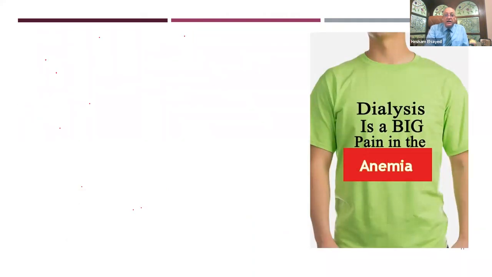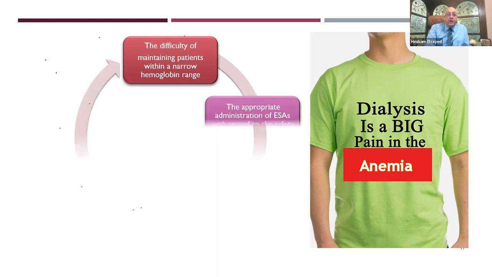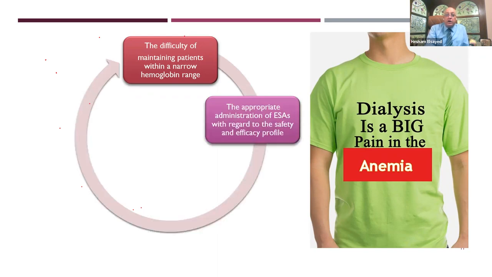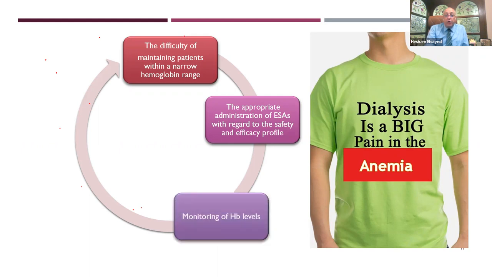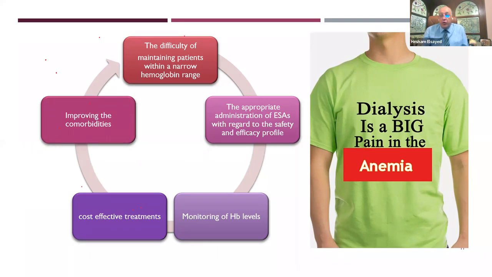Whenever a patient starts dialysis anemic, it is a very painful dialysis because the patient will not tolerate severe anemia. There is difficulty maintaining patients within a narrow hemoglobin range, and the variation of hemoglobin has a worse outcome. We need appropriate administration of ESA with regard to its safety and efficacy profile, frequent monitoring of hemoglobin, cost effectiveness, and improvement of comorbidity. Patients who start hemodialysis with anemia are usually intolerant of dialysis treatment and have frequent complications, heart failure, and higher mortality. So a pre-dialysis CKD anemia management program should be instituted early.